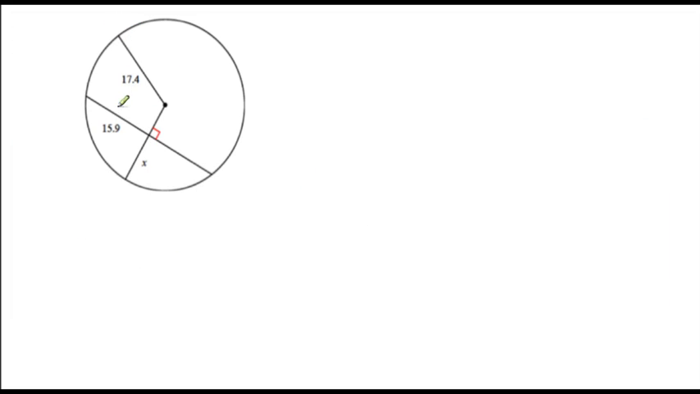Let's look. What do they tell us? They give us 3 pieces of information. They tell us x, which is this line right here. All right, that's good to know. 15.9, that's half of the chord. And because it's perpendicular, we know that this segment is congruent to that segment there. All right, and they also tell us the radius, which is 17.4.